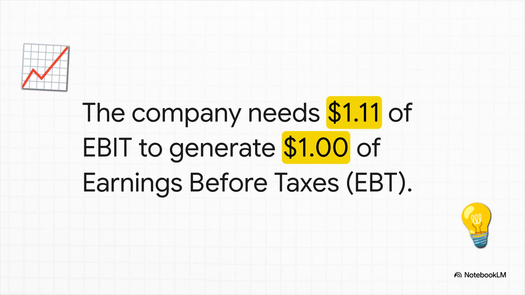So what does a number like 1.11 actually tell us? This is the crucial part. It means that for every single dollar of pre-tax profit this company wants to generate, it actually needs to bring in $1.11 of operating income. So where did that extra 11 cents go? You guessed it, straight to covering its fixed interest cost.